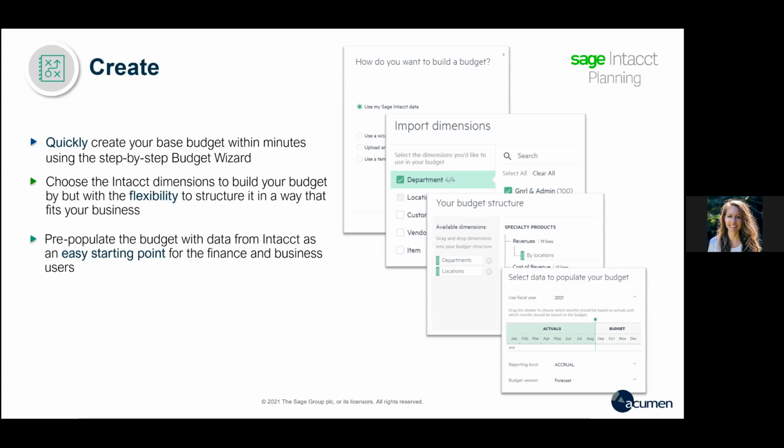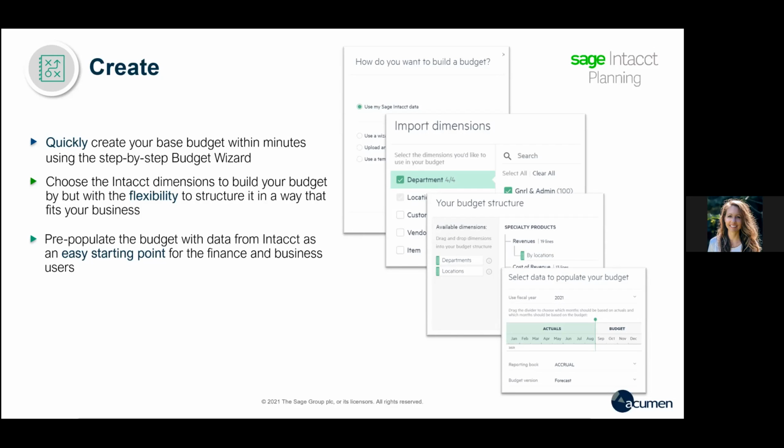So the creation of that initial budget. Within the built-in budget wizard in Sage Intacct Planning, it makes it really easy to get a budget up and running fast. The wizard guides you through creating budgets step by step and does the heavy lifting for you, which means you save time and headaches, and all those possible Excel headaches that we all know about. It gives you a lot of flexibility in your budget structure, and you can even pre-populate your brand new budget with a base set of data for your users as an easy starting point.